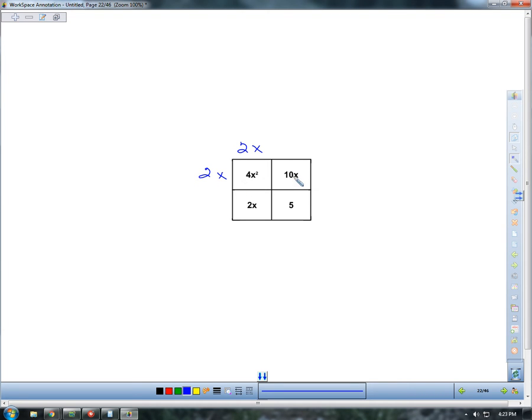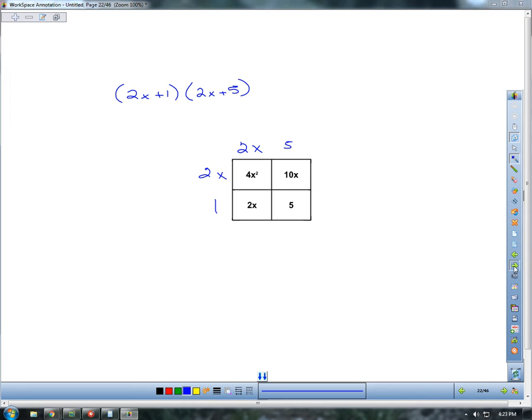Okay? Well, what do I multiply 2x by to get 10x? Well, 10 divided by 2 is 5. x divided by x is nothing. Okay? Then we have, what times 2x is 2x? Well, 1. And here's the check. 1 times 5 is 5. So my factors are 2x plus 1 and 2x plus 5. And if you want to check, you can multiply that back out and make sure it works.